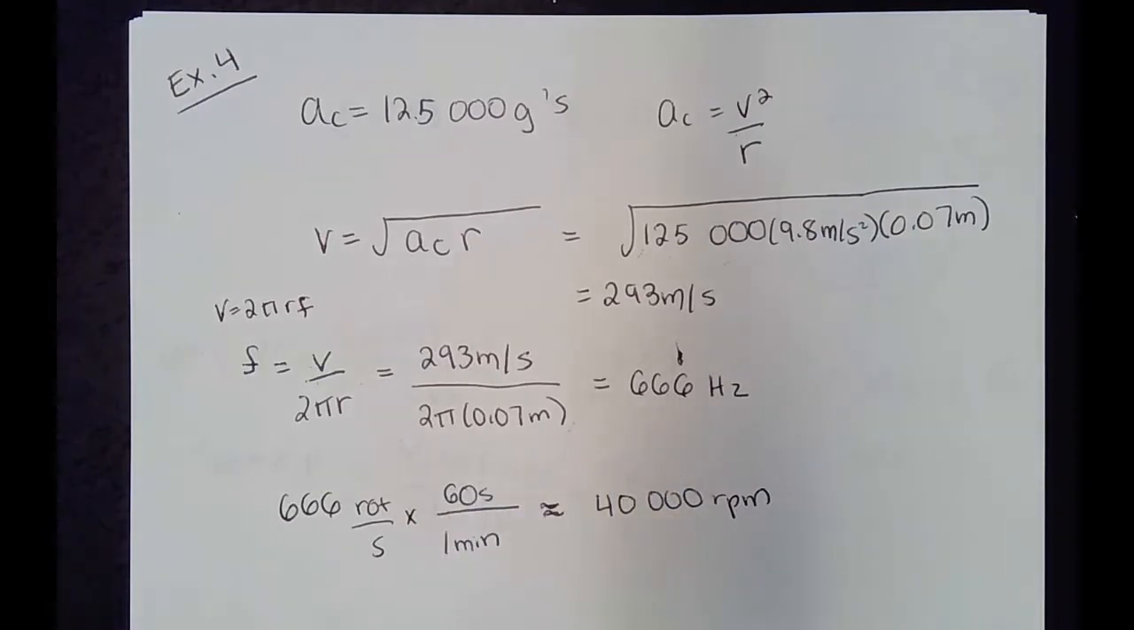And then converting this into RPM, hertz is 1 per second, so it's a number of something per second. In this case, it's a number of rotations per second. So 666 rotations per second times 60 seconds in 1 minute gives almost 40,000 RPM, so it rounds to about 40,000 RPM, which is a very, very high rotation rate.